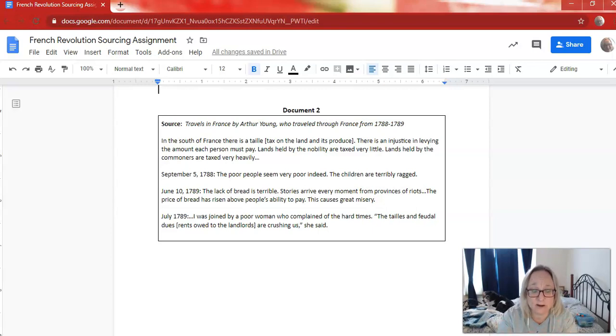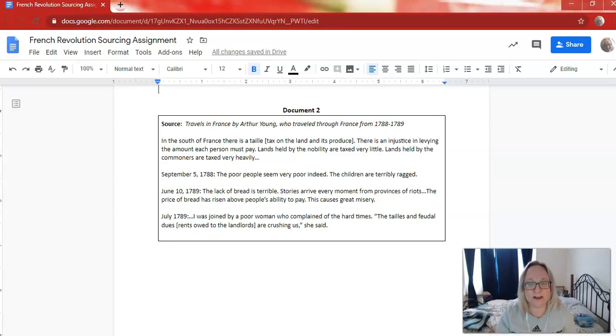So what I can say here is this, based on what Arthur Young is saying, his point of view is that the poor are very poor, the children are in terrible condition, and they're so poor they can't even afford a loaf of bread. That is his point of view. Now, the question is, why does he have this point of view? Well, he's there. He sees it. That's why he has this point of view.